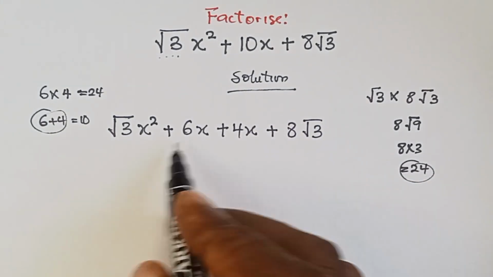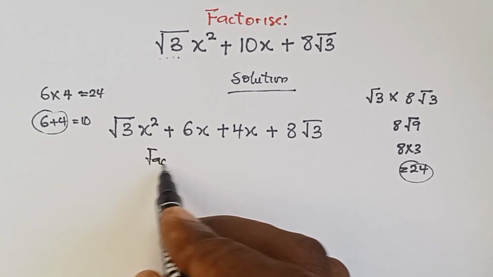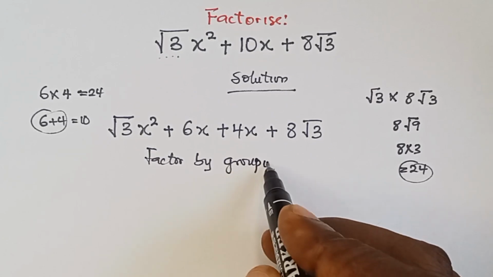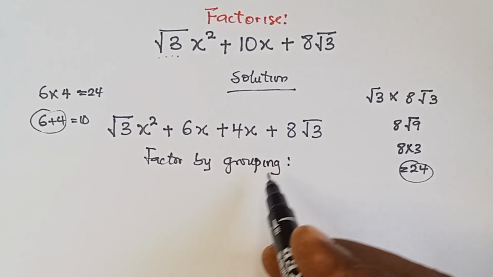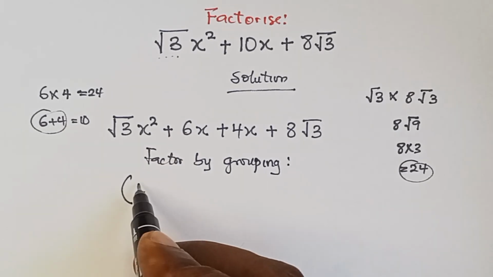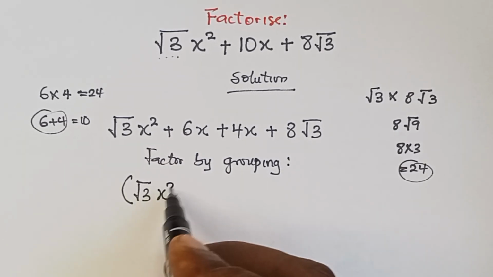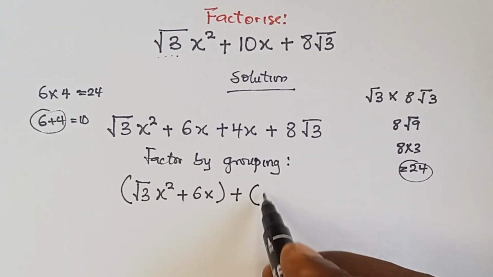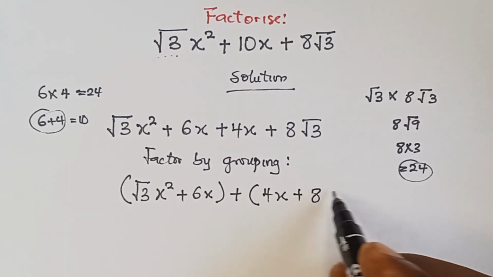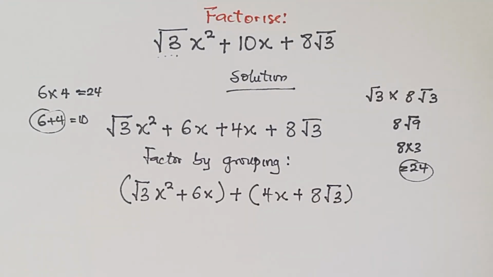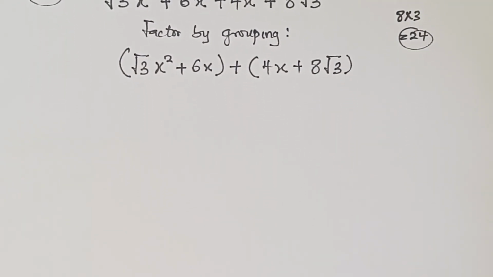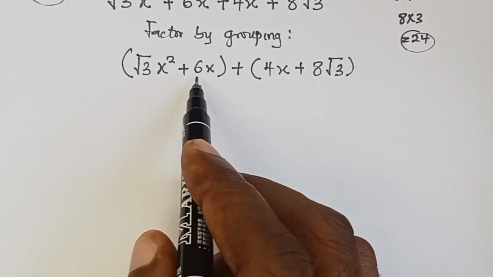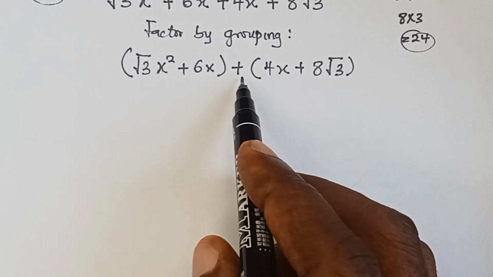All right, so then we can do factor by grouping. Let's factor by grouping. So let's put these two together. We have square root of 3 x squared plus 6x plus 4x plus 8 root 3. All right, from there, let's factor out the common terms. What is common here, we write it out. And then what is common here, we write it out.